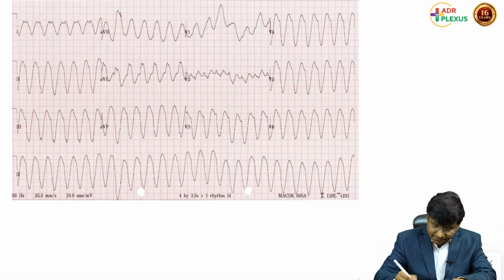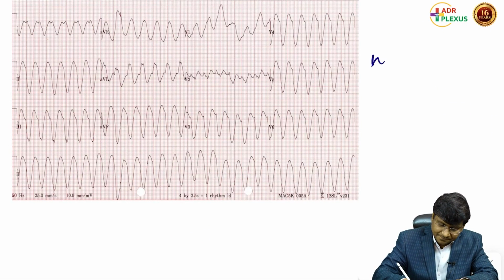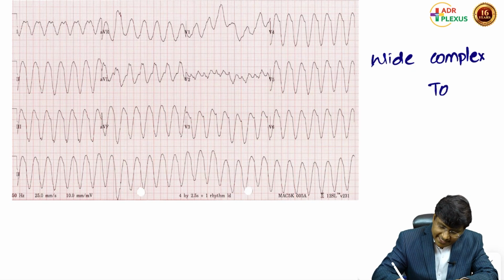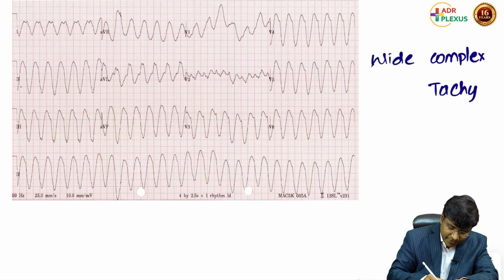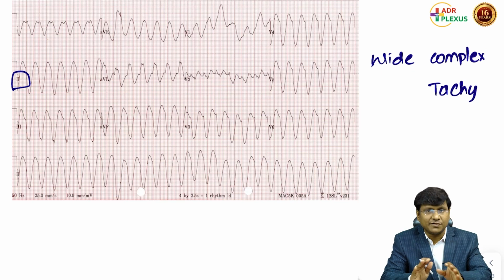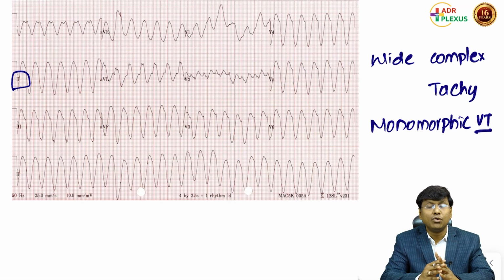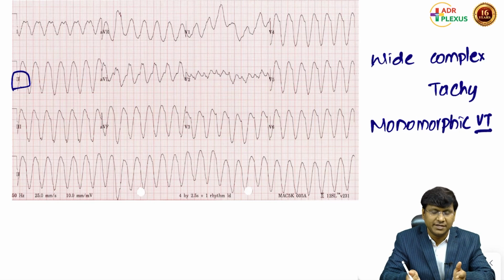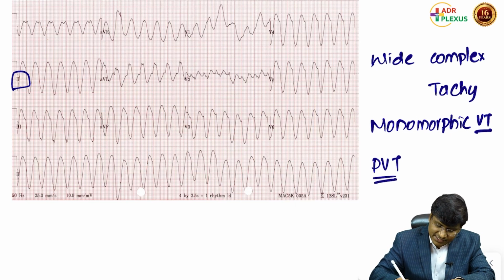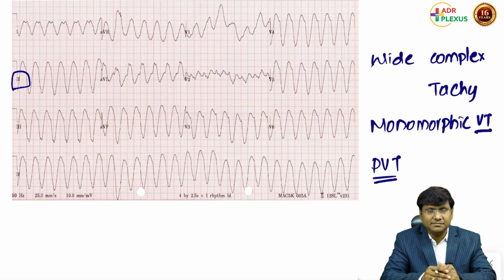So this is the ECG with wide complex tachycardia. In any particular lead, if you take lead 2, all the QRS complexes are of the same morphology. That is why it is called monomorphic ventricular tachycardia. And if in a given lead the QRS complexes are of variable morphology, then that is considered polymorphic ventricular tachycardia.